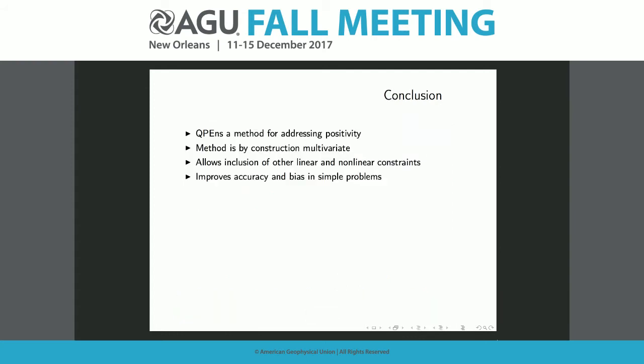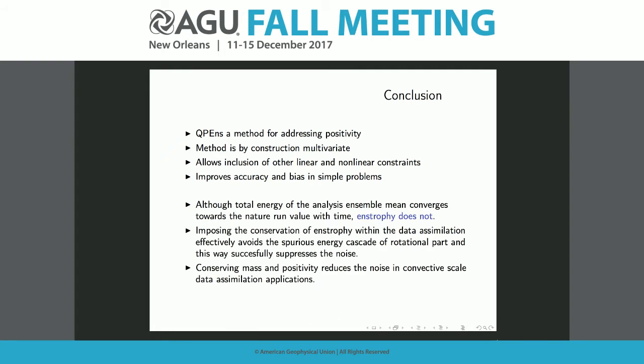Okay, so to conclude, the QP ensemble algorithm was first developed to address the problem of conserving positivity. The method is by construction a multivariate method, and in general allows the inclusion of linear and nonlinear constraints, and it seems to improve the accuracy and the bias in very simple problems. In addition, we have seen that the ensemble Kalman filter is able to recover the total energy and mass. I didn't mention it here for the 2D shallow water model, but entropy is not recovered, and by incorporating the entropy, we believe that we control the transfer of energy from the rotational part of the flow, and this way improve the prediction.